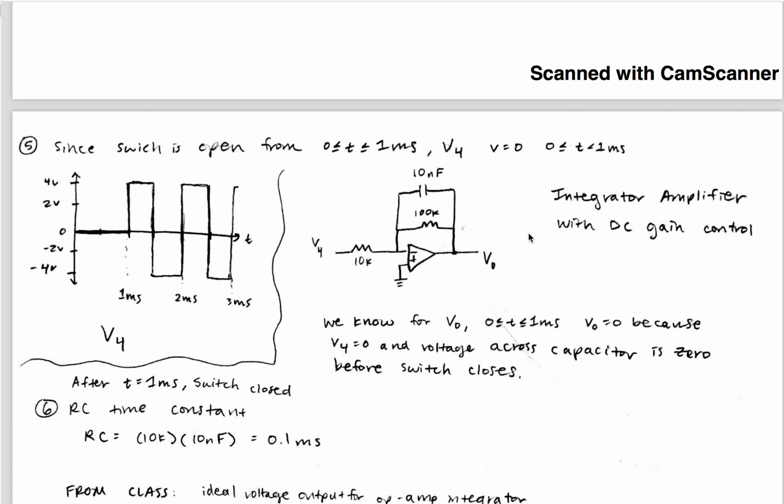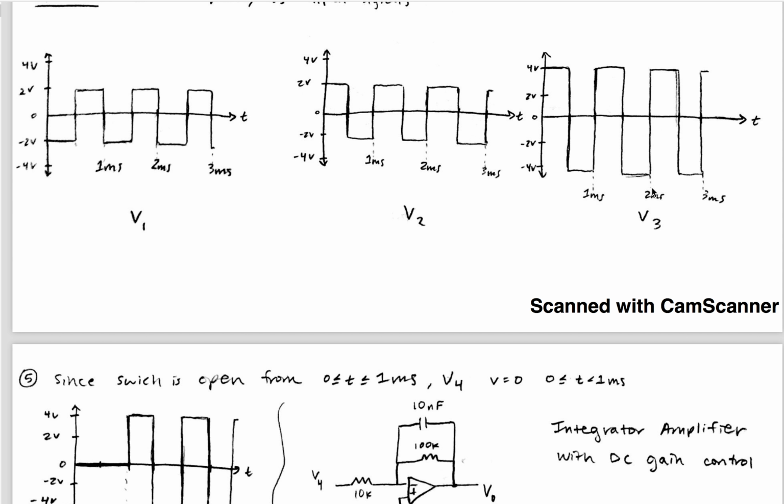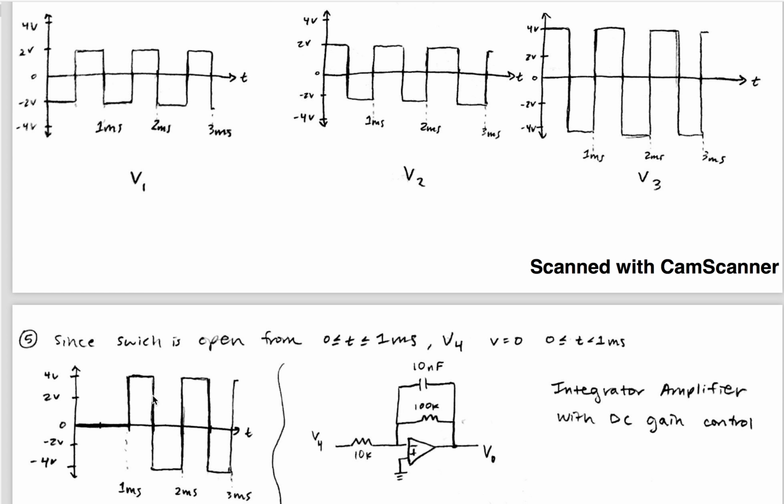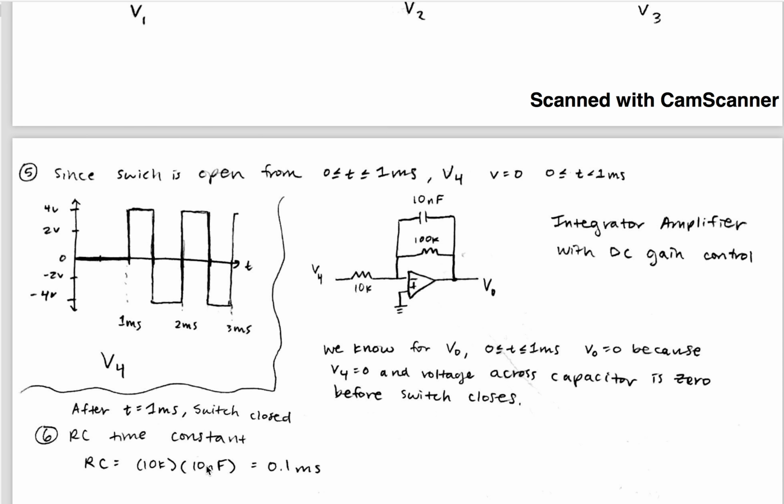And so here is the graph for V4, which is after the switch. And since the switch is open from t between 0 and 1 milliseconds, we know that the voltage at V4 is 0 during that period. Then once the switch is closed after 1 millisecond, the same signal from V3 starts going through. And so this is why we see something that looks like V3, but it starts at 1 millisecond. So that's the signal for V4.